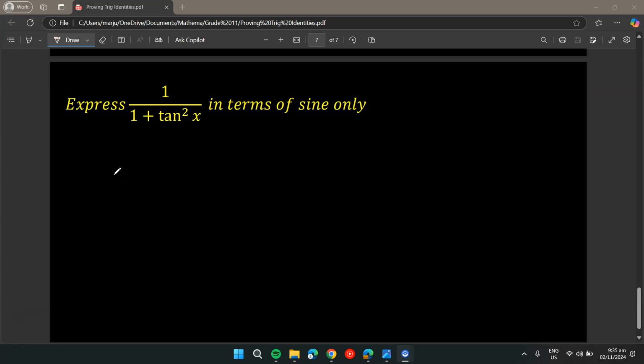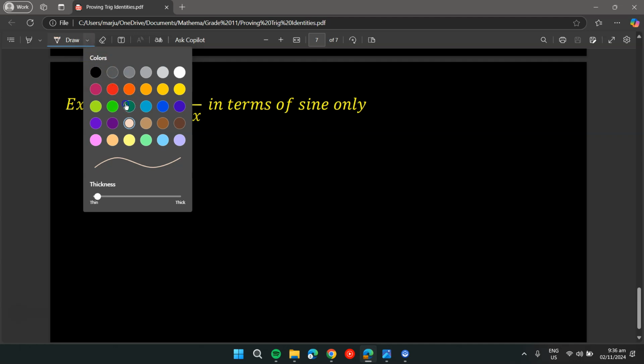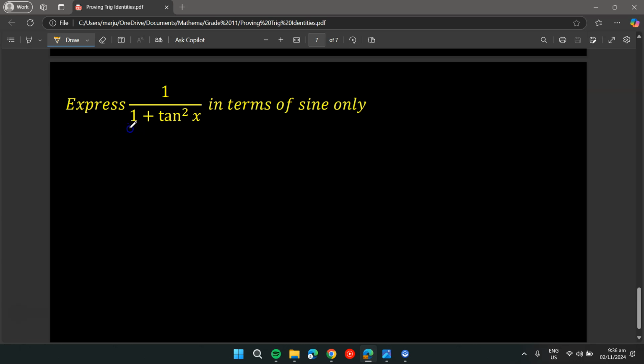Now for this item, we are asked to express 1 over 1 plus tan squared x in terms of sine only. Now again, if you are seeing squared, tan squared, cos squared, sine squared, think of the Pythagorean identities. So again, using the Pythagorean identities, I know that this is just equal to secant squared theta. Alright? That is just secant squared theta.